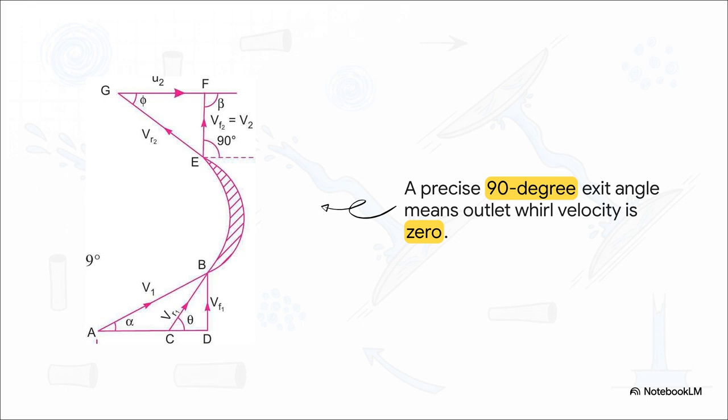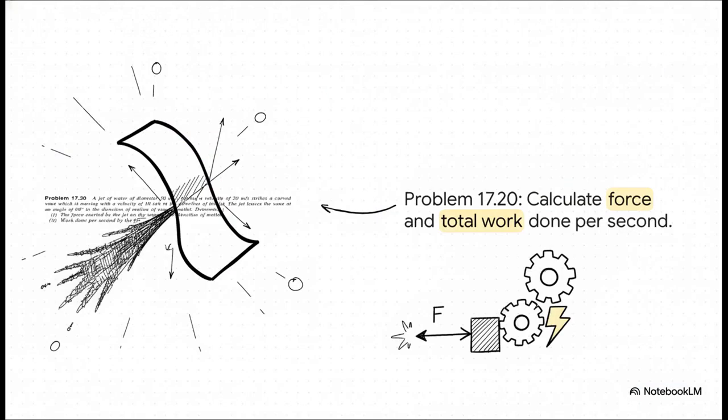Take a look at the top outlet triangle here. Because the water leaves at exactly 90 degrees to the direction of motion, the absolute velocity V2 goes straight up. This precise 90-degree angle is an absolute gift for engineers. It means the whirl velocity component at the outlet instantly becomes 0, which dramatically simplifies all our calculations for the total work done. All right, stepping it up a notch with problem 17.20.